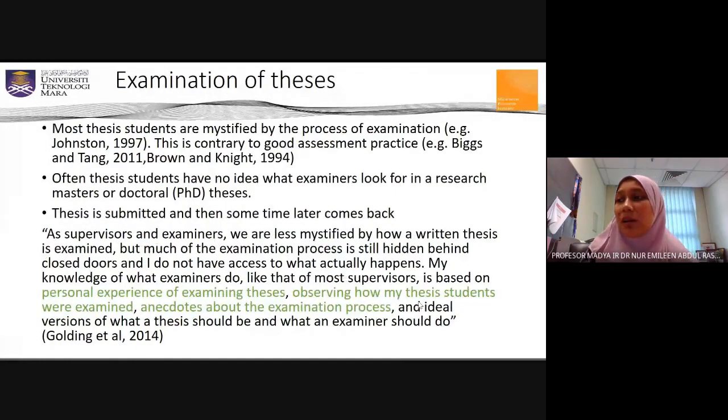Well, most students are mystified by the process of examination, because they have no idea what examiners look for in a research master's or doctorate thesis. So as a supervisor and examiner, we are less mystified by how a written thesis is marked, because basically what we do is based on our experience. Like myself, saya punya master is not in research. Saya master in coursework. So saya tak ada pengalaman untuk write thesis master.